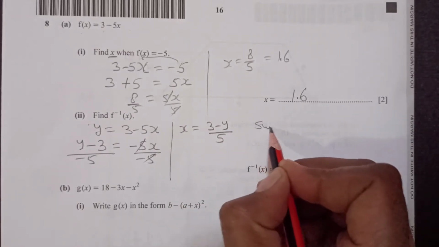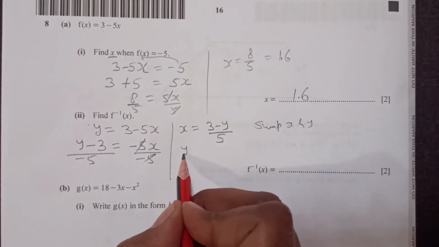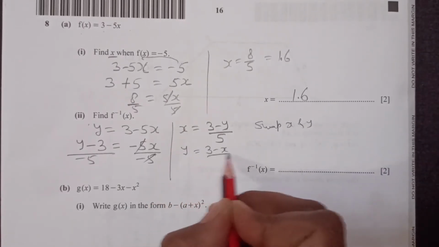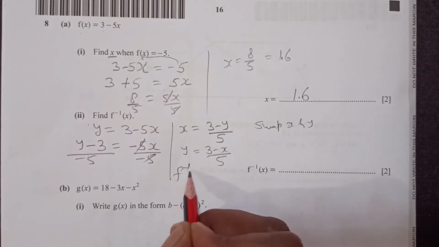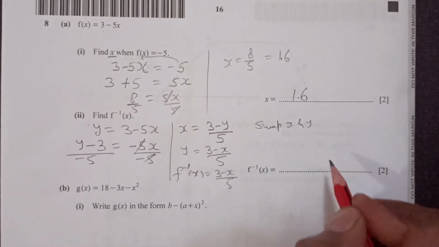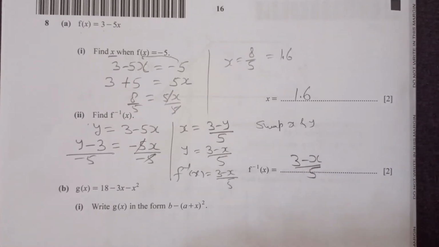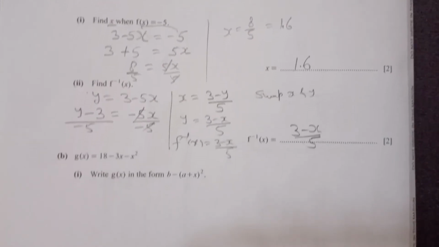Now we can swap x and y, right? So then this will be y equals (3 minus x) over 5. So this is now f inverse x, which is (3 minus x) over 5. So the final answer is (3 minus x) over 5, which is the inverse of f(x).